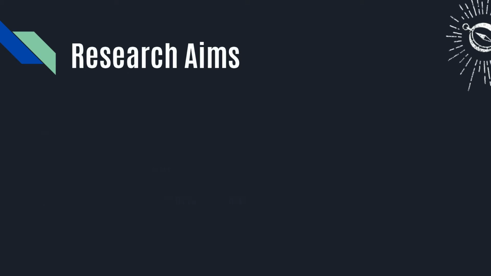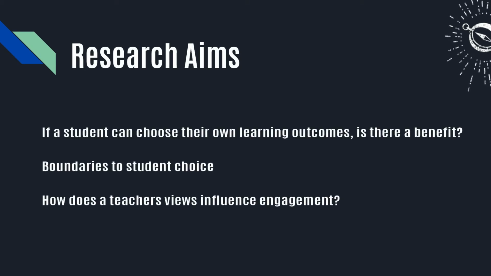In this research project, we have 3 overarching aims. Firstly, to determine whether there is an engagement benefit to a student who is given the ability to choose his or her learning outcomes. Secondly, to determine what are the boundaries to student choice and how a teacher can define these boundaries. And thirdly, to determine how a teacher's pedagogy or view on student choice influences the engagement of students in the classroom.